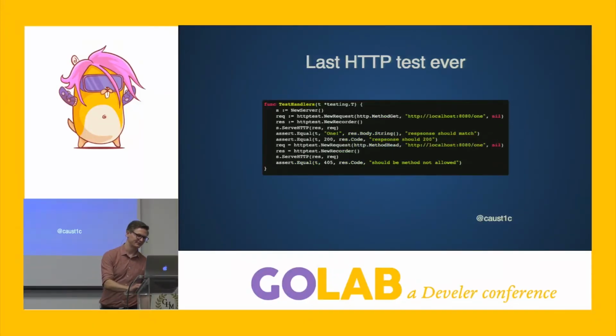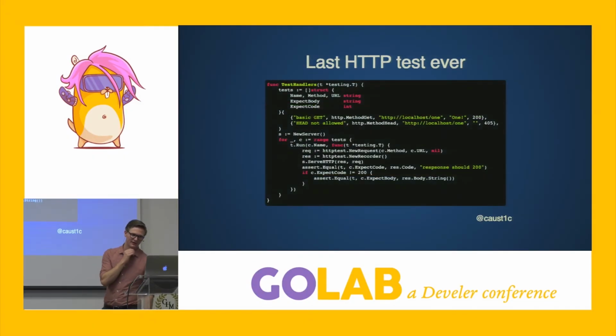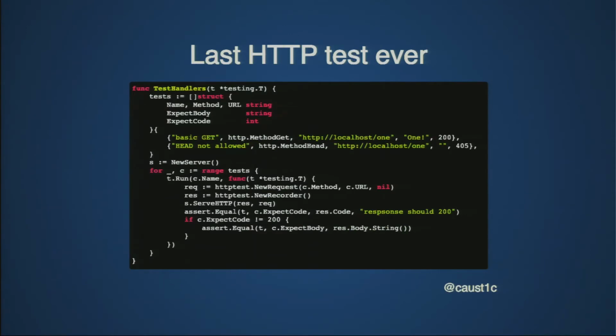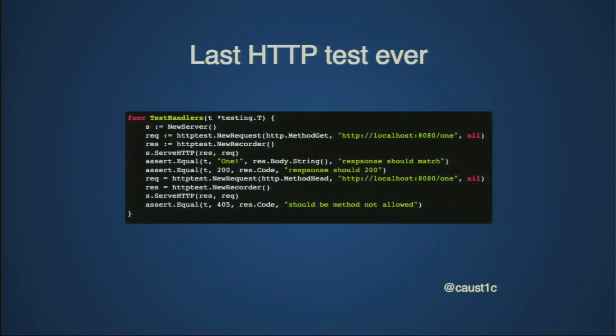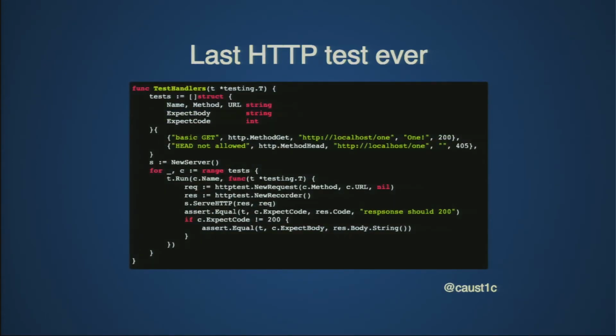But that's not good enough. As any good Gopher knows, we should be using table-driven testing. So we can convert this test into a table-driven test. Notice how we had a lot of repeat code here. So when we convert it into a table-driven test, we simply have a list of test cases that we want to run. We have the name, the method that we're going to run, the URL that we're going to hit, and then some expectations that we want to assert.